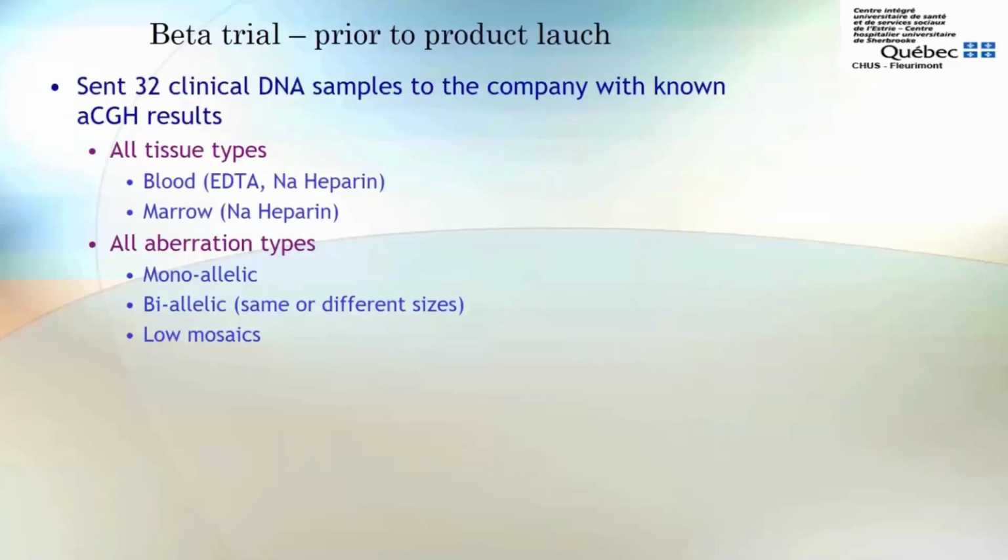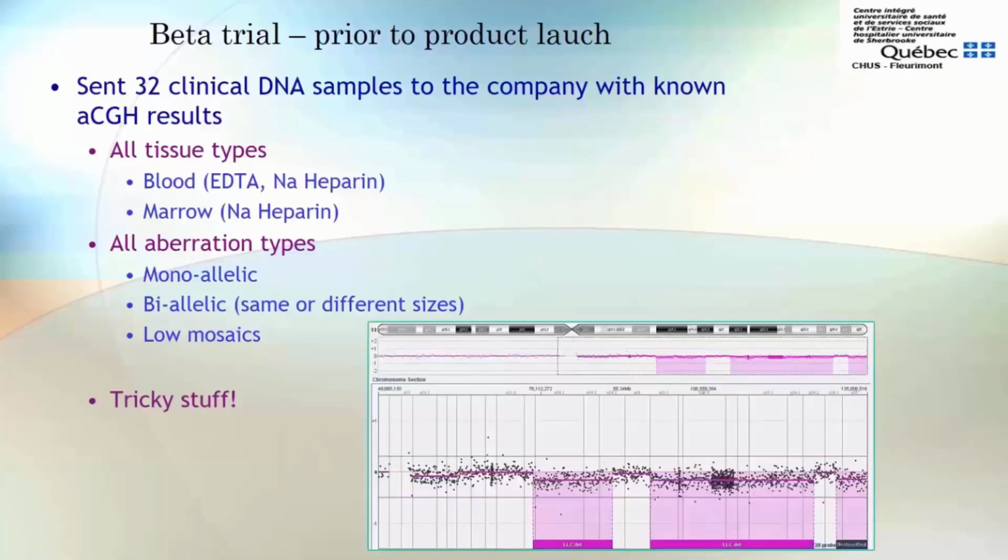So we sent 32 DNA samples to OGT in the UK from patients already characterized by aCGH. All tissue and aberration types were present. Of course, I included some tricky samples to push the test to its limit. I must admit that when the results were presented to us a few months later, we were indeed impressed. In the next slides, I'm going to show you some of these samples with side-by-side CNVs detected by aCGH and by NGS.